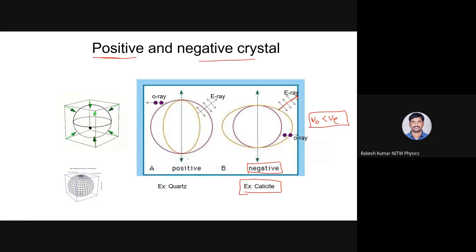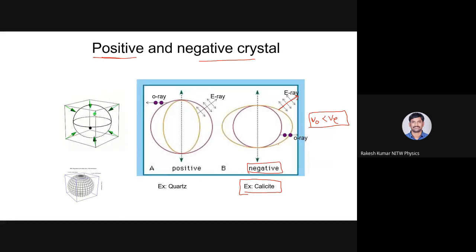Please try to understand the concept of how these wavefronts have come. When the ordinary ray travels faster, you are going to get the sphere first. Since the E ray is traveling slower, it's going to be inside the sphere. Whereas in this case, it is the other way around. The extraordinary is faster, so it's traveling more, and the ordinary is traveling slower, so you get a sphere inside. This is what is meant by positive crystals and negative crystals.